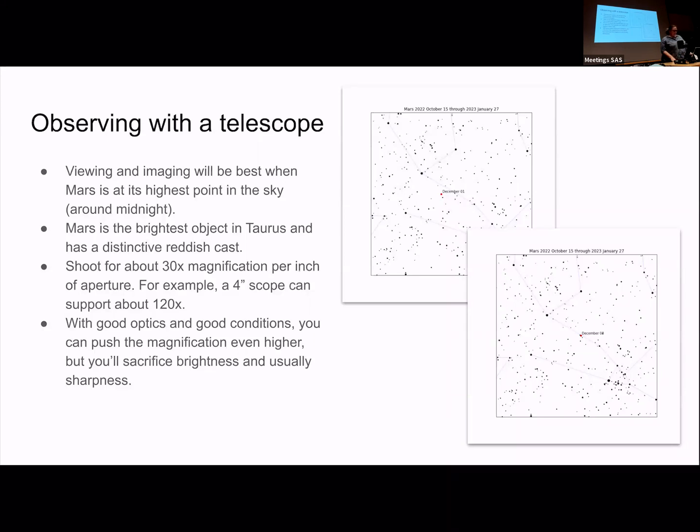I put 2 finder charts here. You see it moves just a little bit between December 1st and December 8th. December 1st is about where it is at closest approach, and December 8th, in UTC, is the date of the actual opposition. It would be December 7th here.